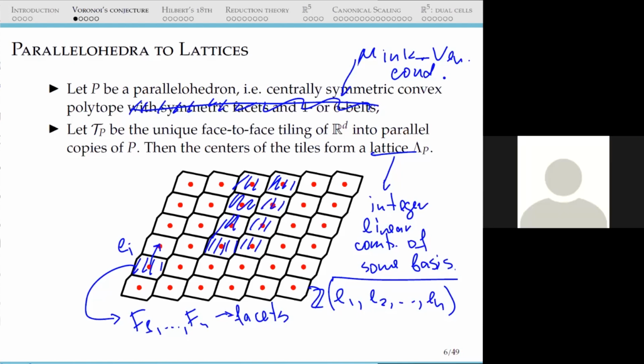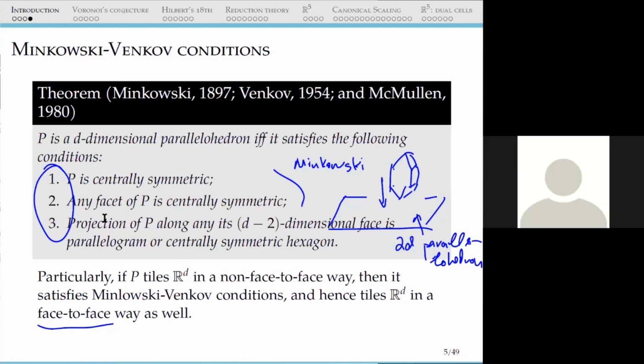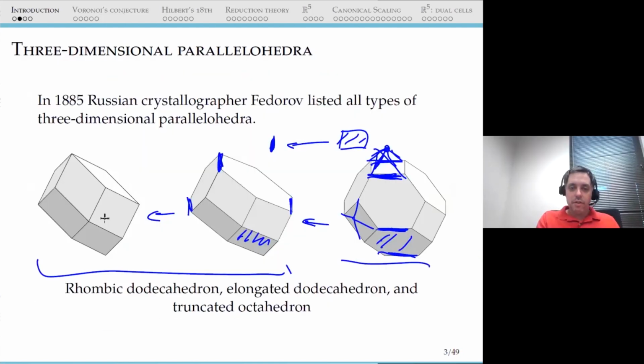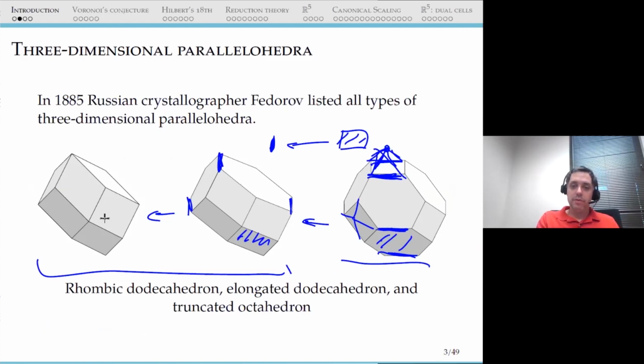I'm sorry, I didn't quite understand how Minkowski conditions imply that you can only consider face-to-face tilings. They do not imply that immediately, but that's part of the theorem. If we have a parallelohedron, then even if it tiles in a non-face-to-face way, this polytope will satisfy these three conditions. And on the other hand, if we have a polytope that satisfies these three conditions, then there is a face-to-face tiling. So instead of considering all the tilings, we can consider only face-to-face tilings. In some cases, like we saw for hexagons, there are only face-to-face tilings. A similar thing will happen for these three polytopes.